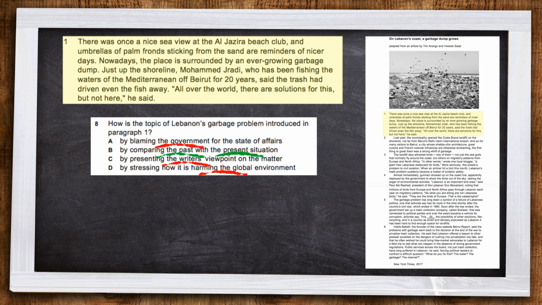I can support this with 2 phrases from the text. There was once a nice sea view, and nowadays the place is surrounded by an ever-growing garbage dump. There are 2 words that signal time, once and nowadays, past and present.